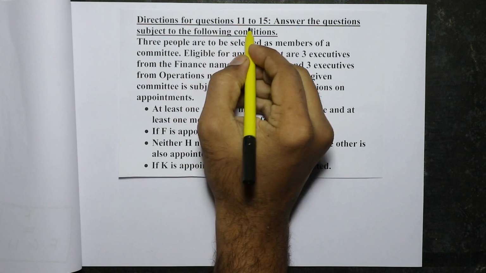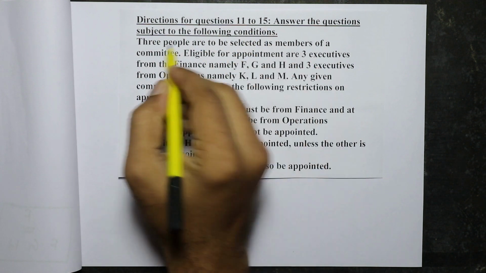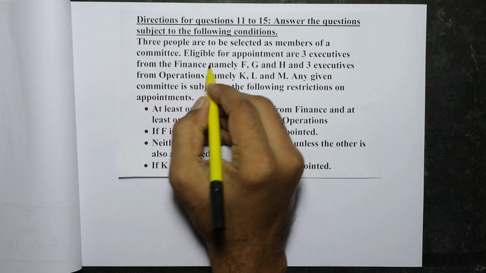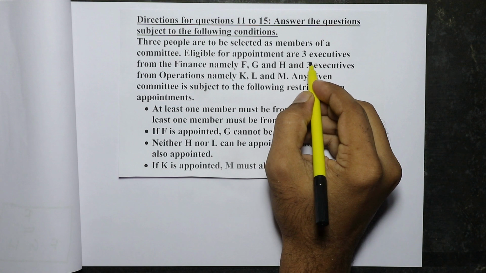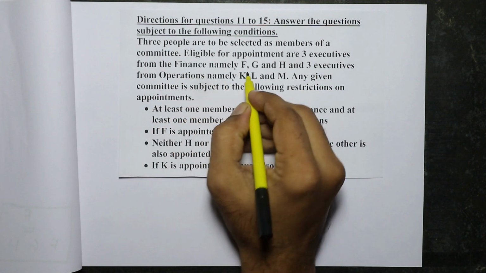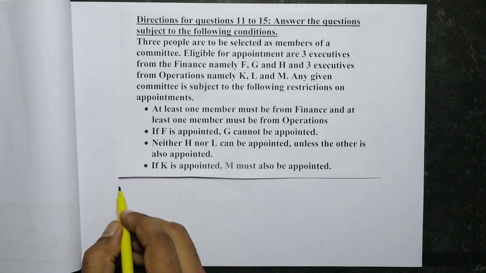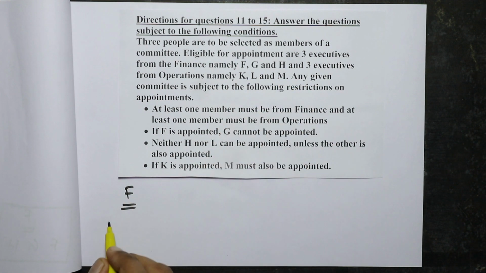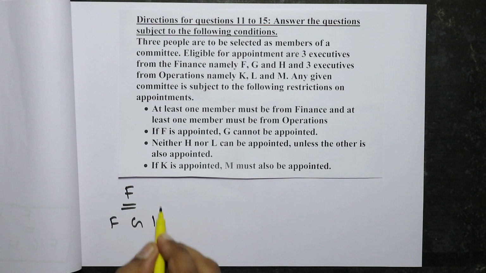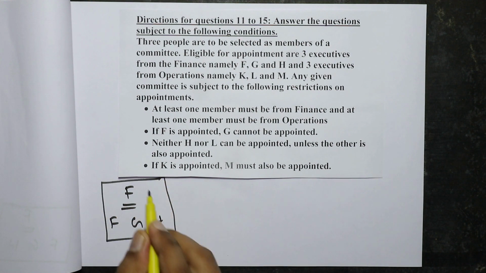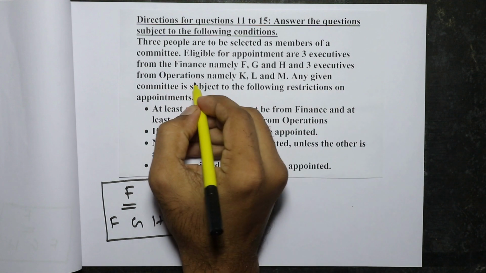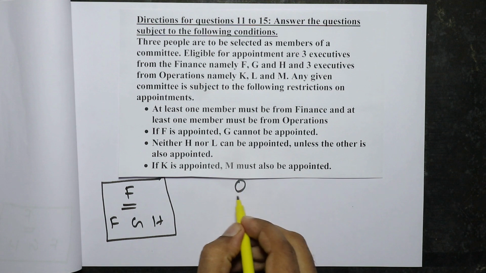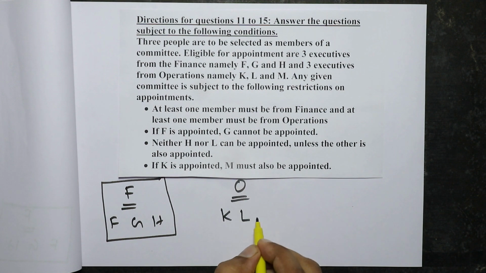Let us look at the questions from 11 to 15. Three people are to be selected as members of a committee. Eligible for appointment are three executives from finance, namely F, G and H. So from the finance department, there are three people, F, G and H. And three executives from operations, namely K, L and M. So from the operations department, you have K, L and M.